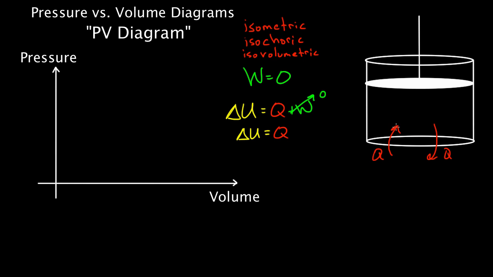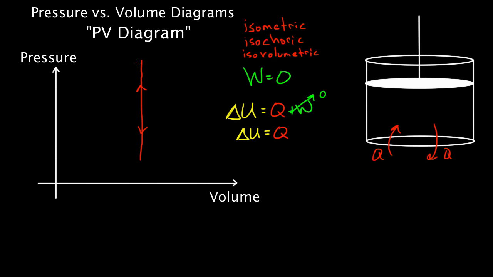So these isometric processes are actually pretty simple. What do they look like on a PV diagram? Well, the volume is staying constant. Pressure staying constant is a horizontal line, so volume staying constant is a vertical line. And if I add heat, I'll increase the pressure. And if I take heat away, I'll decrease the pressure, and this volume will remain the same because this piston is not allowed to move.